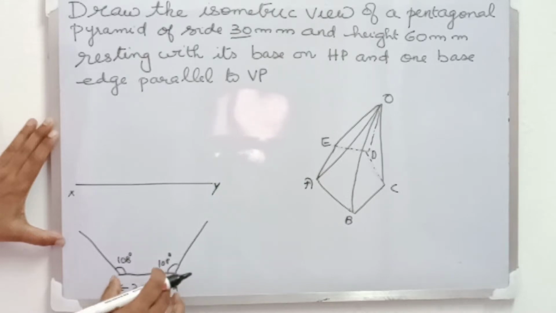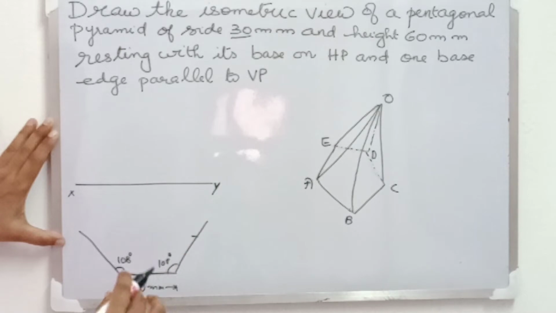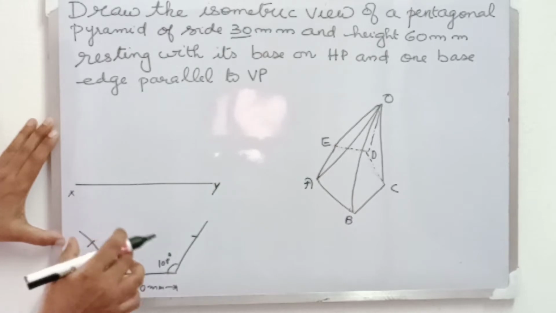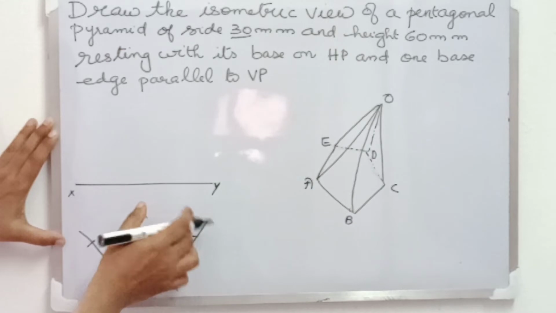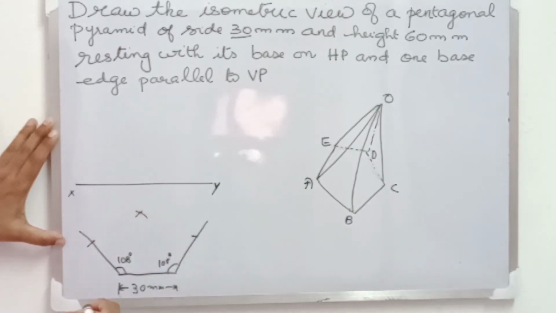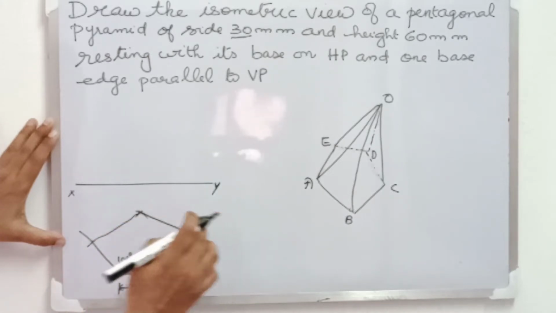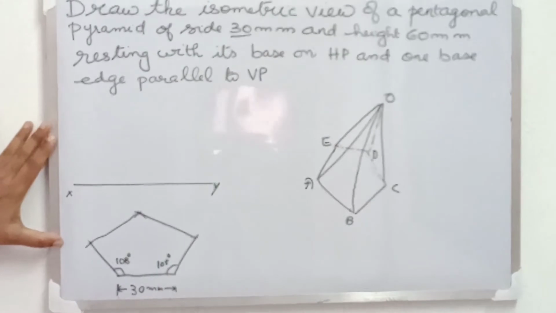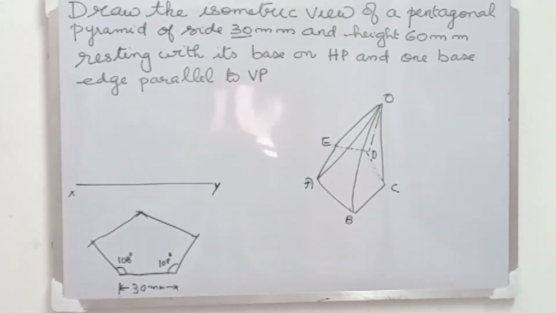Next, to mark the other points of pentagon, take 30 mm in the compass and mark that length on both the inclined lines with the same radius and these 2 points as centers. Draw arcs cutting each other to get the fifth point. Now join this point to these 2 inclined lines. This completes our pentagon. That is the top view of the base.